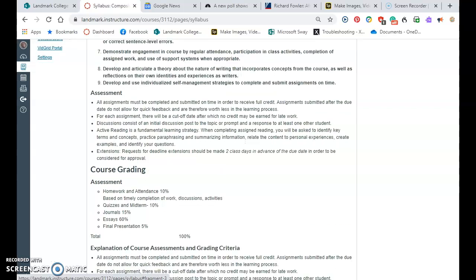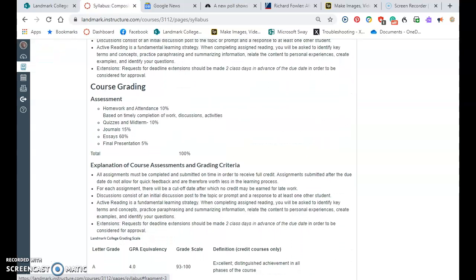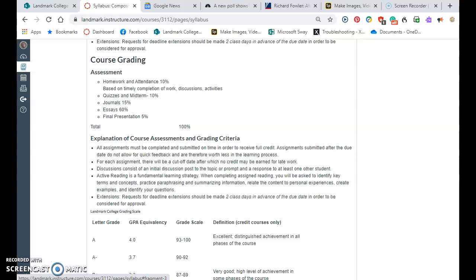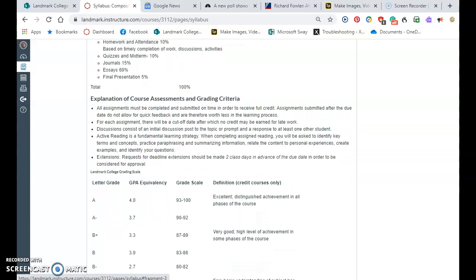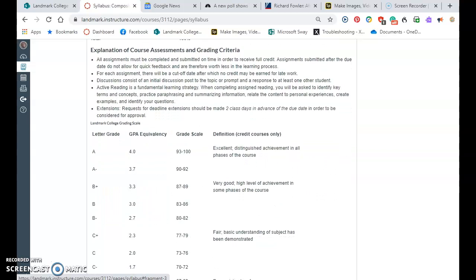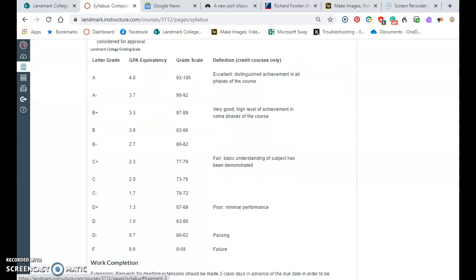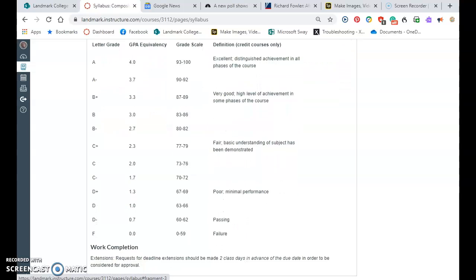Okay, so this is similar to the explanation of course assessments and grade criteria. Again, I'm saying you have to submit work on time. This is the grade range. You'll get a grade from A to F. You can look that over.